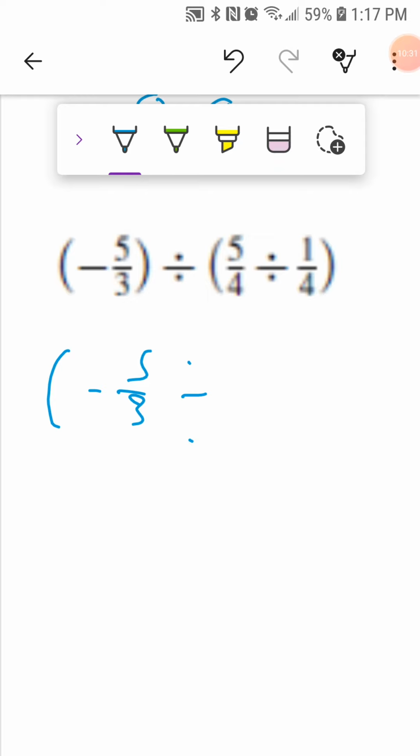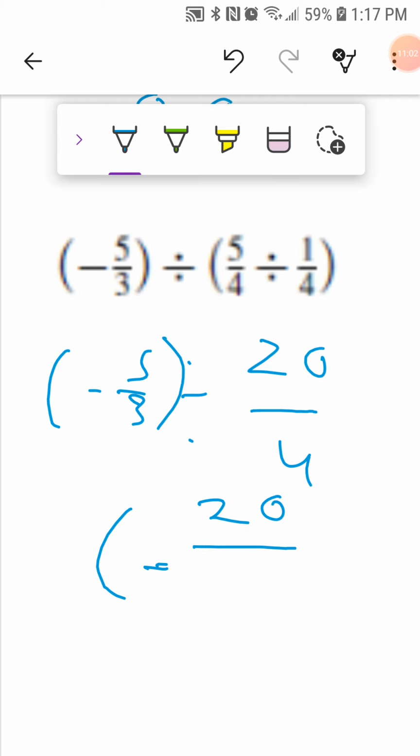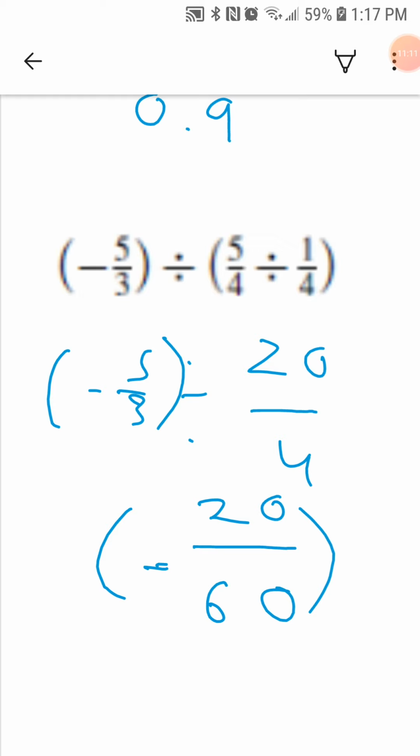Negative 5 out of 3 divided by, so that's not changing. So we're just doing this division. So 4 times 5 is 20. 20 of 4. Now we do the other division. So first off, it's going to end up negative. This one's a negative number. 4 and 5 is 20. 20 and 3 is 60. Negative 20 is 60, or negative 1/3.